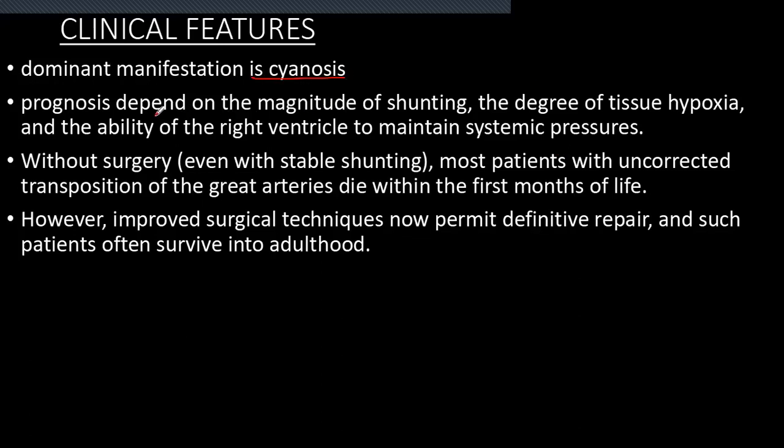So how does it present? Cyanosis. The prognosis of TGA will depend, one, on the magnitude of shunting, two, the degree of tissue hypoxia, and three, the ability of the right ventricle to maintain systemic pressures. Without surgery, even with stable shunting, most infants with uncorrected transposition of the great arteries die within the first month of life, so there is need for surgical intervention. However, recently we have improved surgical techniques, and these permit definitive repair, and patients with TGA who undergo surgical intervention can now survive even into adulthood. So that is great news.